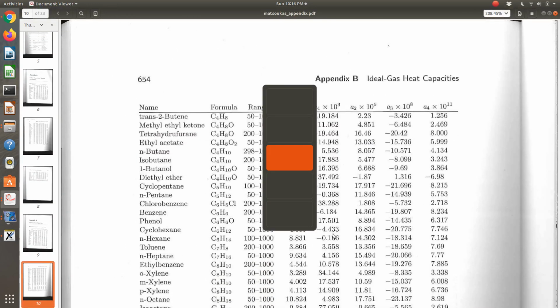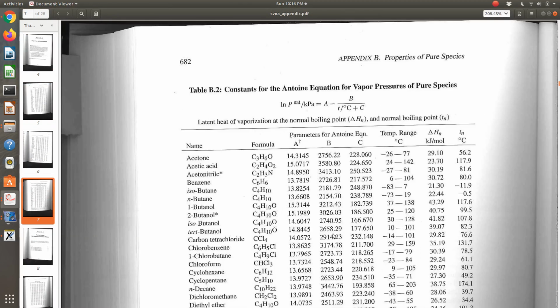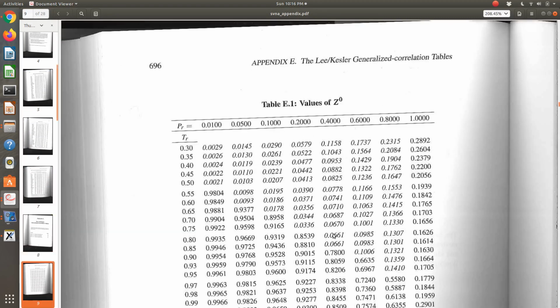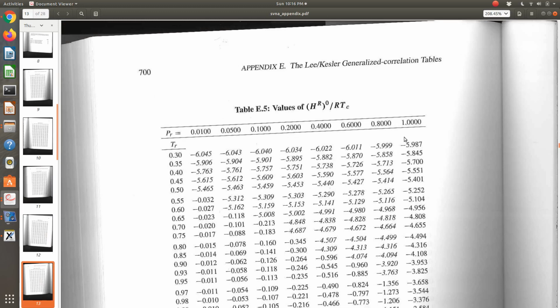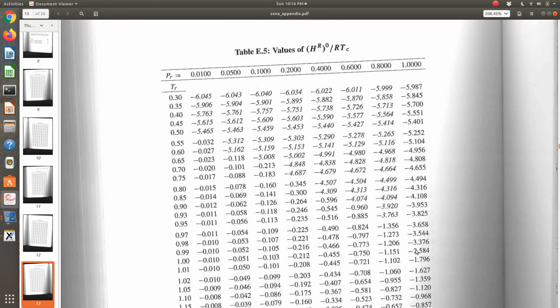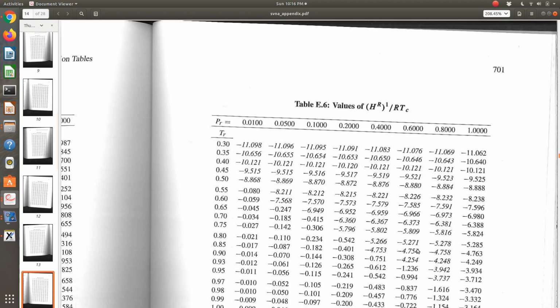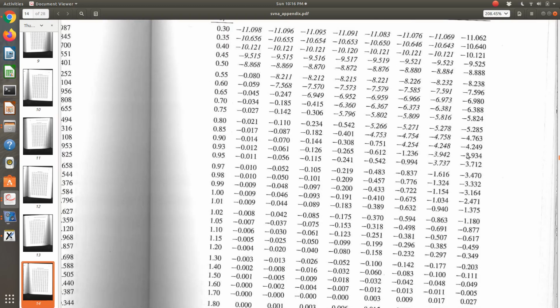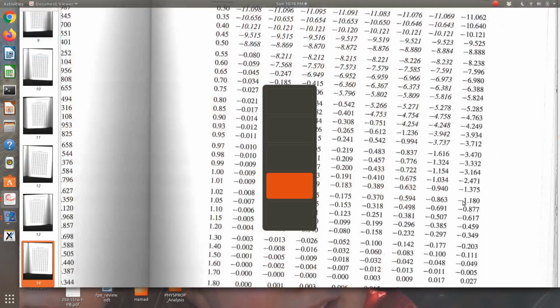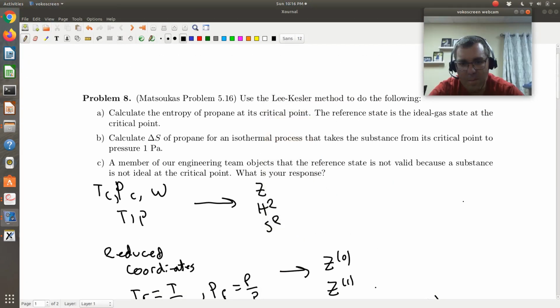And just for completeness, since this point's easy enough to remember, if I look at Z0, look at my HR tables, here's reduced pressure of 1, reduced temperature of 1. I don't even need to interpolate. I can get HR0, HR1, reduced pressure of 1, reduced temperature of 1. Got it.